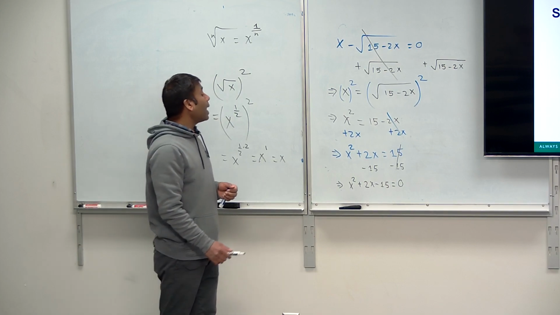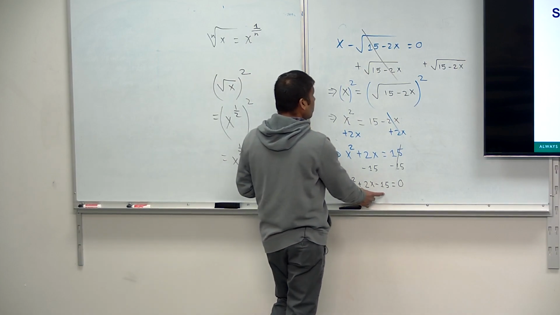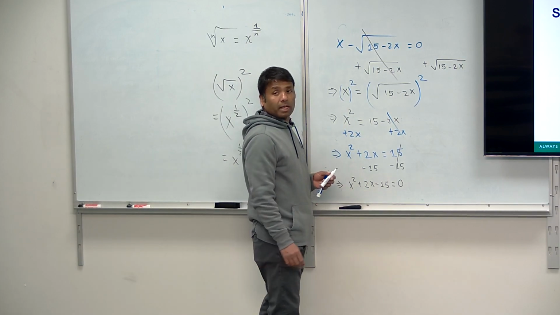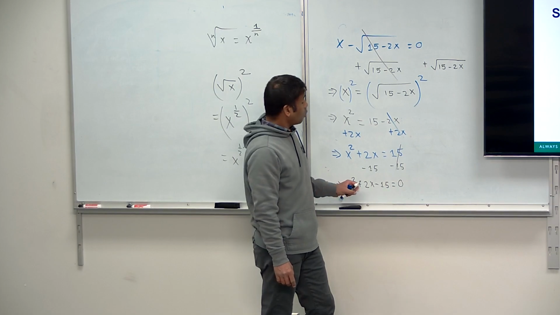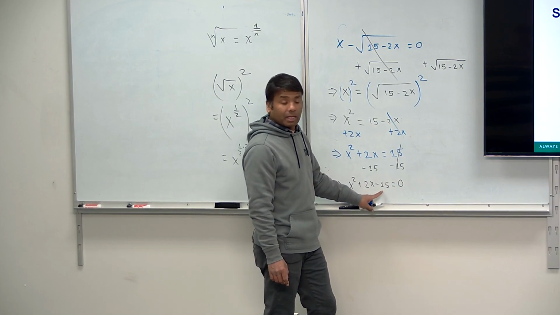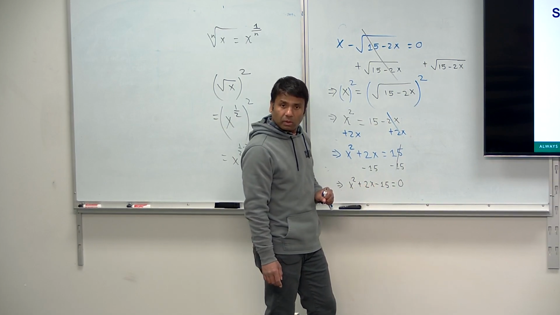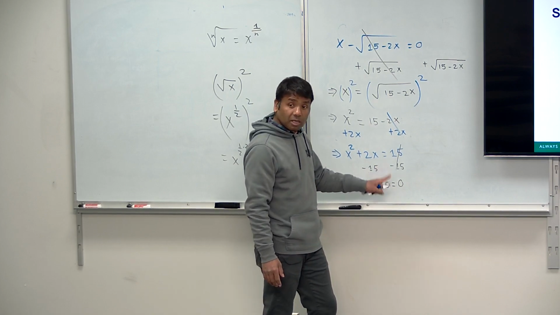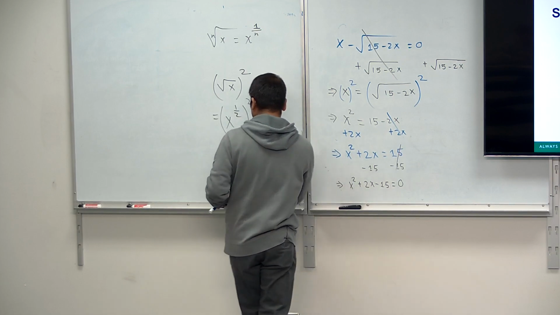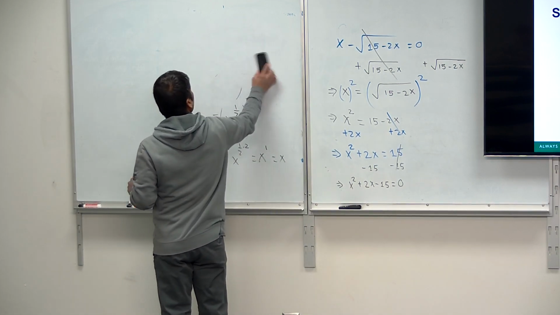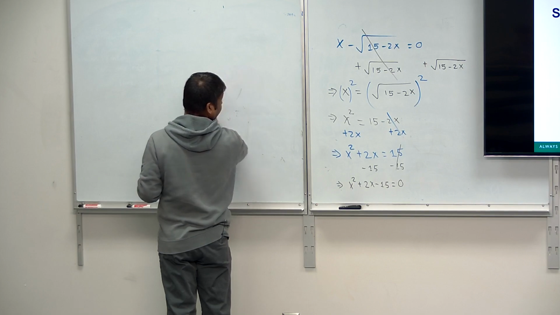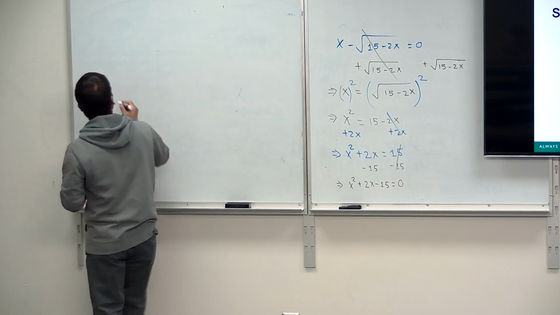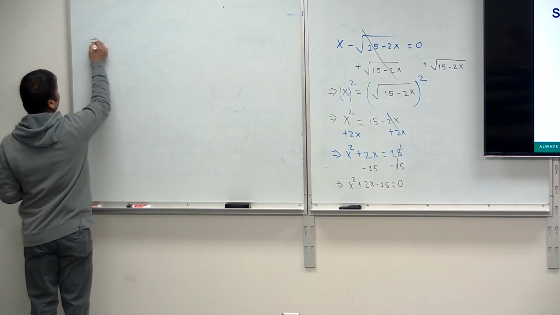Okay, so now you can factor x squared plus 2x minus 15. What are the factors of negative 15 so that the sum is positive 2? 5 and negative 3. Exactly. So you are absolutely right. 5 and negative 3, right?